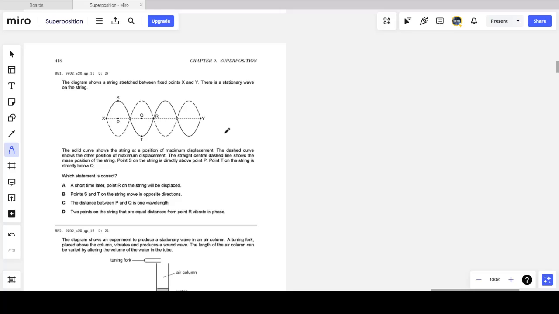The straight central dash line shows the mean position of the string. And point S on the string is directly above point P. Point T on the string is directly below Q. We're given 4 statements and we want to say which one is the correct one.